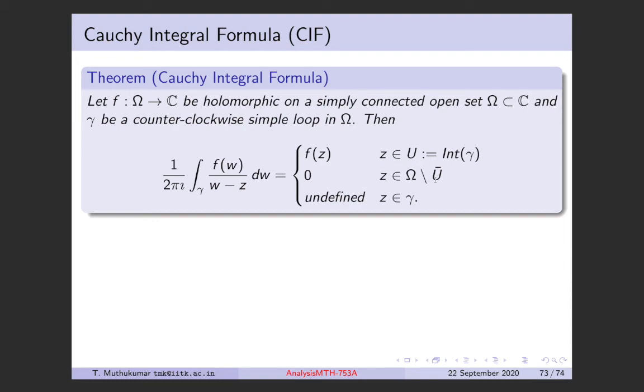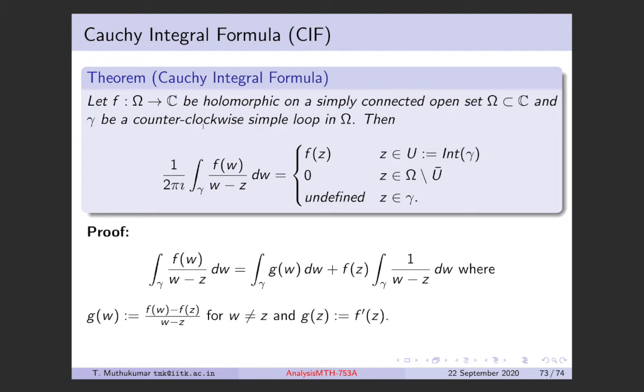So just take a ball around z and look at the complement of that ball around z. In that domain, this is a holomorphic function. And the given curve is not around the ball, right? It's completely sitting in that complement. So by the Cauchy theorem, the integral of this holomorphic function over the loop should be 0. So this is a consequence of the Cauchy theorem. So we only need to prove the first statement here.